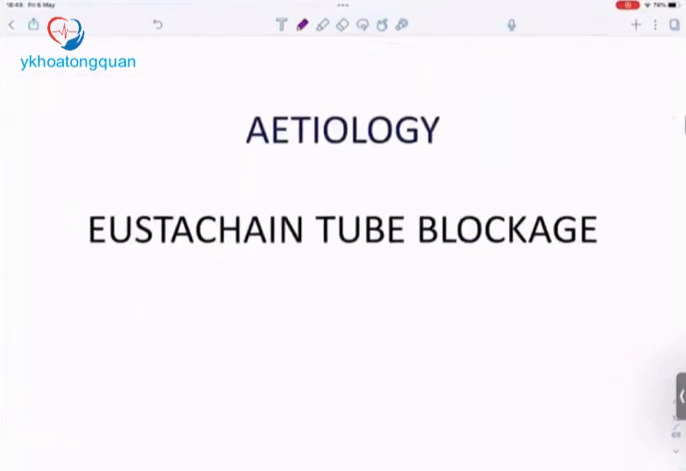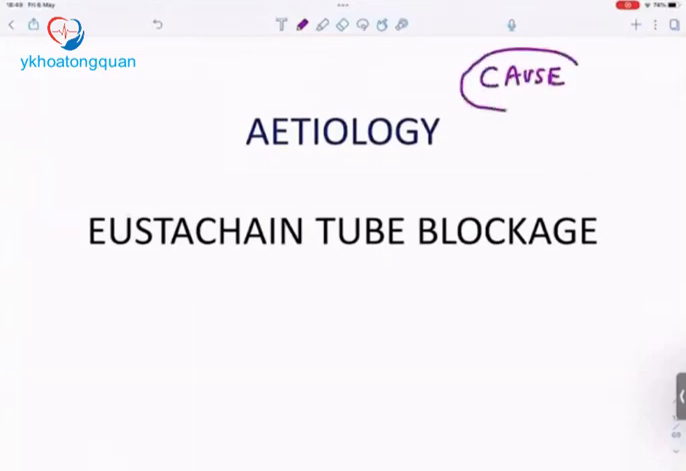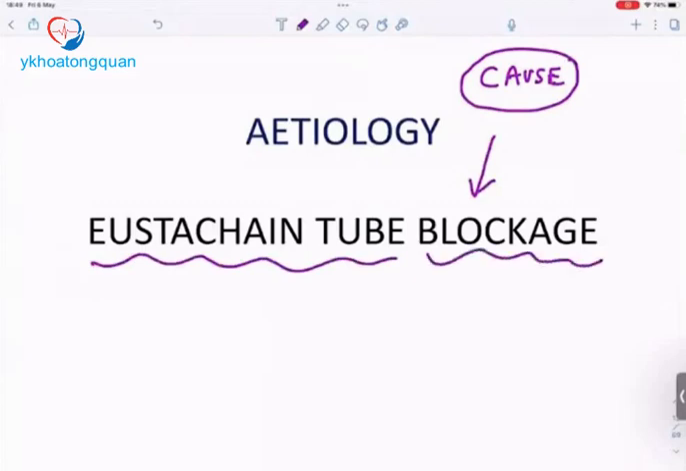Now, everybody knows now what is the cause of glue ear. As a medical doctor, you should know, my younger colleagues, that the basic problem is blockage of the eustachian tube. So glue ear, the cause of glue ear is eustachian tube blockage.